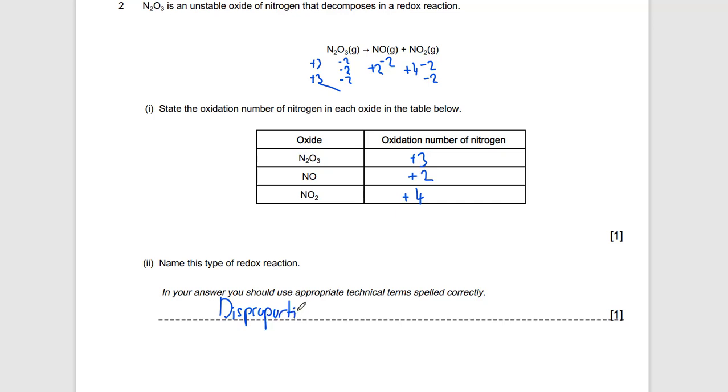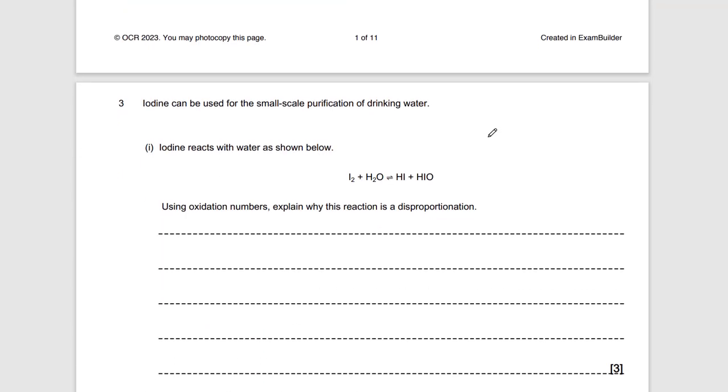And then you've got to spell it. And it's not even about spelling it, it's just such a long word. So disproportionation. Nitrogen is oxidized and reduced simultaneously in the reaction. And again, 2 marks, nice and straightforward.